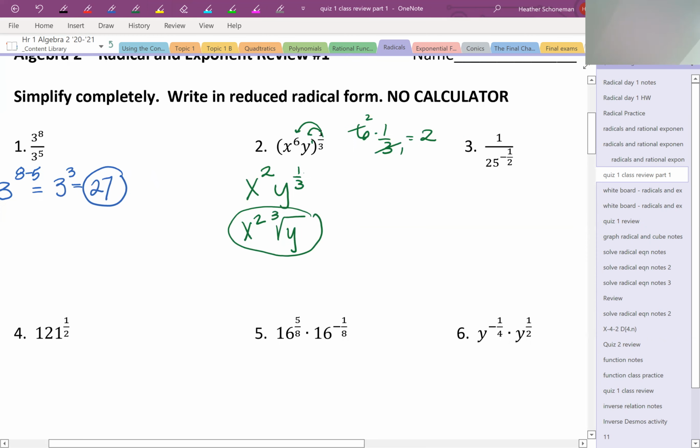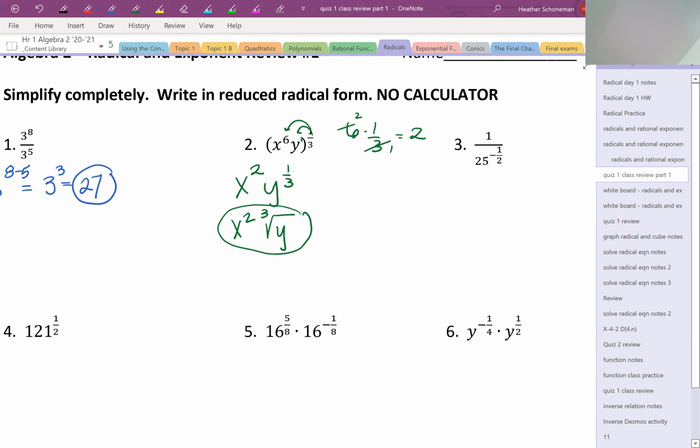On number 3, well, go back into number 2. Anything we have to the 1/3 power is going to be the cube root. If it's to the 1/2 power, it's going to be the square root. If it's to the 1/4 power, it's going to be the 4th root. The 1/5 power is going to be the 5th root, and so forth and so on. We need to recognize that.